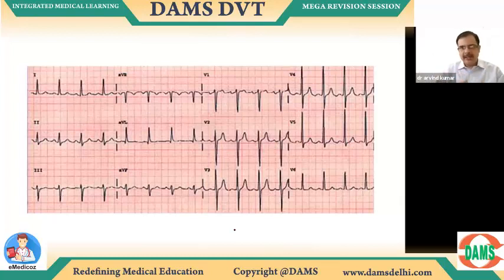Suppose the clinical history is suggestive of mitral regurgitation. In mitral regurgitation, the problem is that the blood is going from the left ventricle to the left atria, regurgitation.